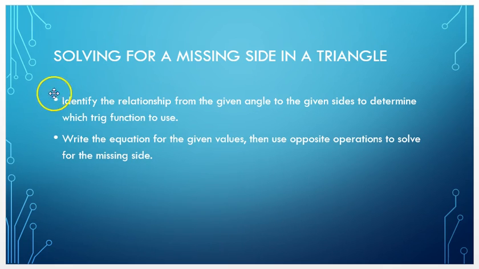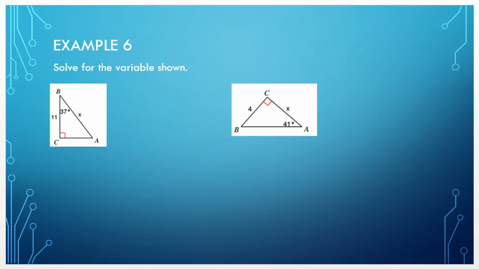So once you figure out which trig function to use, you're going to write an equation using the angle and that relationship between the two given sides. And then one of those three values should be missing, so solve the equation, just like in algebra. Use your opposite operations to solve the equation. So, 2 examples for this.